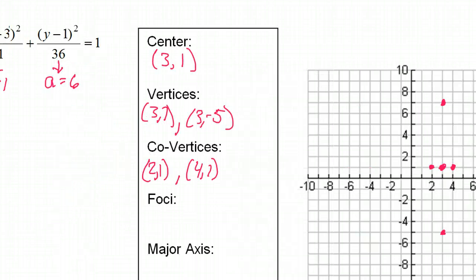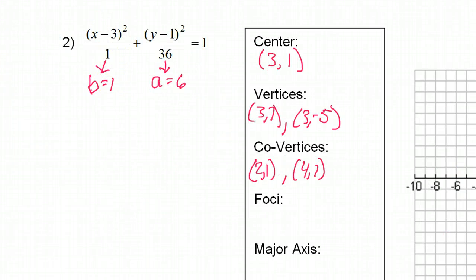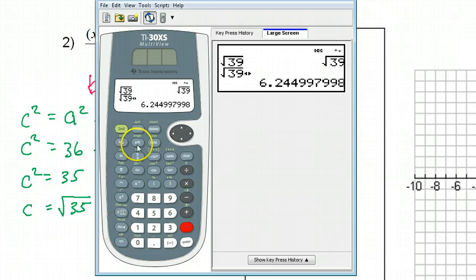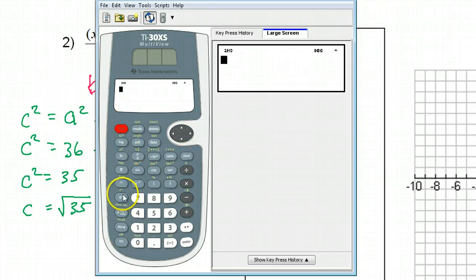Now the foci, or foci, whichever way you want to go with it. The foci will come from the c value. And we know that c squared is equal to a squared minus b squared. So that's 36 minus 1. C squared is 35, so that means c is equal to the square root of 35. Now I don't think this simplifies, but I'm just going to be extra sure. All right, it does not simplify.